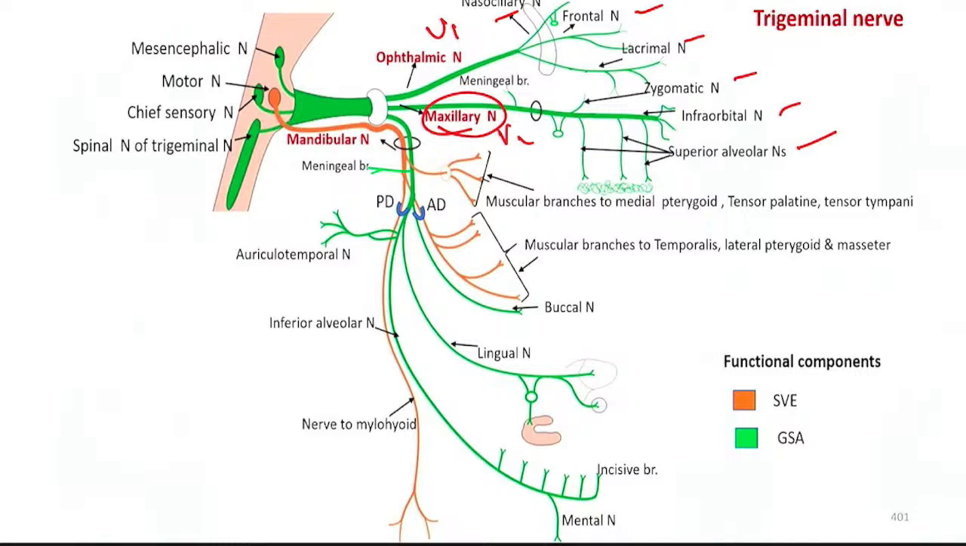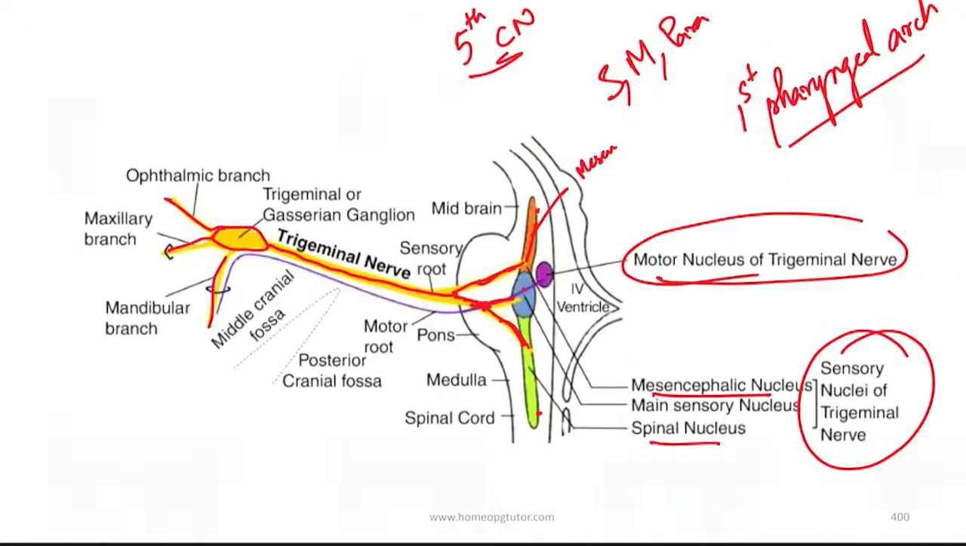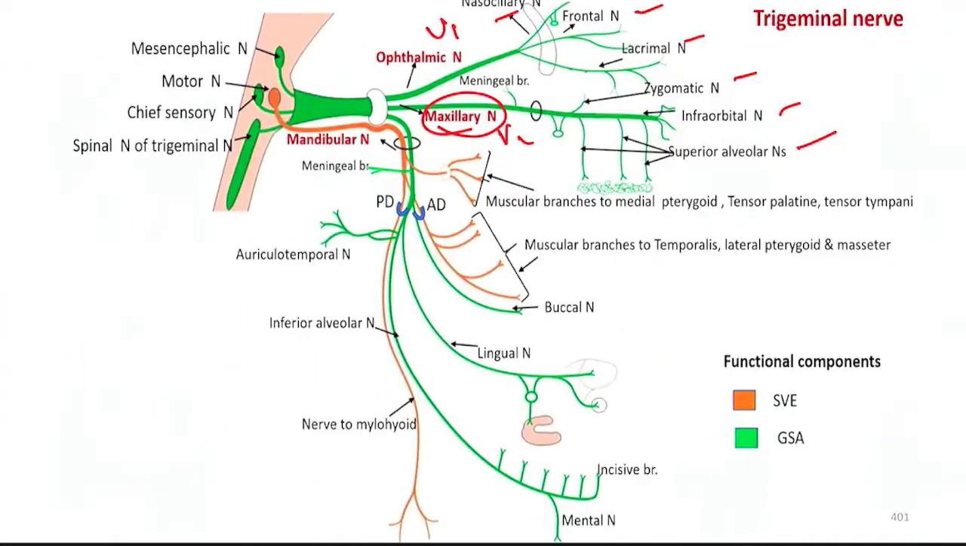Okay. Then coming to the mandibular nerve. Now remember the motor nerve, right? The motor root, the motor nucleus of the trigeminal nerve, also gives off a motor division that goes along with the mandibular nerve. Okay, that goes along with the mandibular nerve. And now the motor nerve gives off branches to the temporalis, lateral pterygoid, masseter, medial pterygoid. These are the muscles of mastication, right? The muscles of mastication are supplied by the trigeminal nerve.